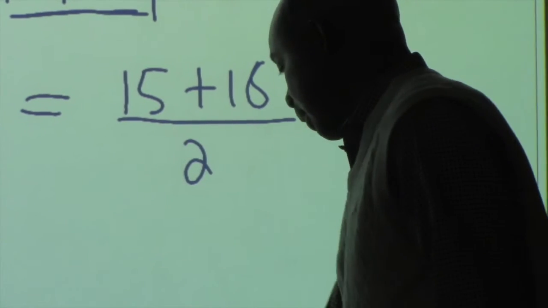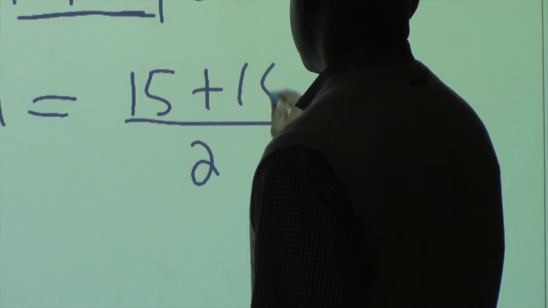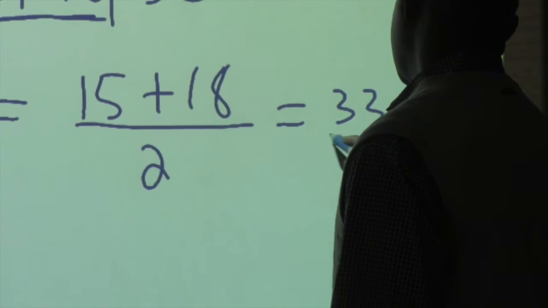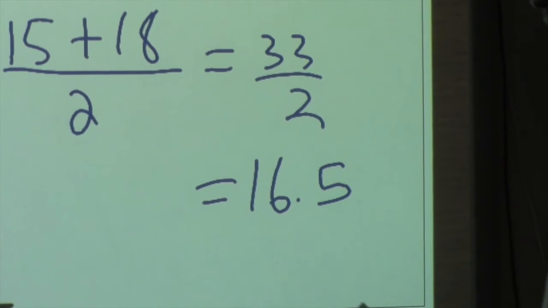2. This is 18. It's going to give me 33 divided by 2. That will give me 16.5. So that's my median.